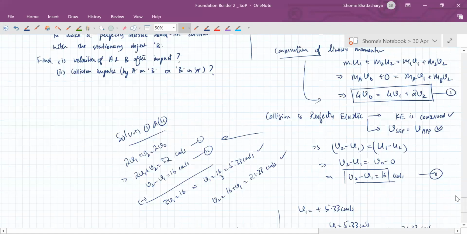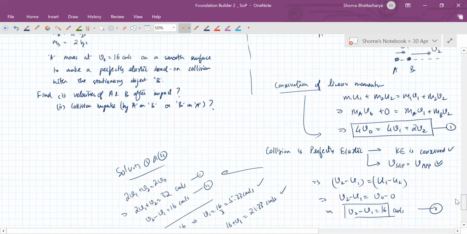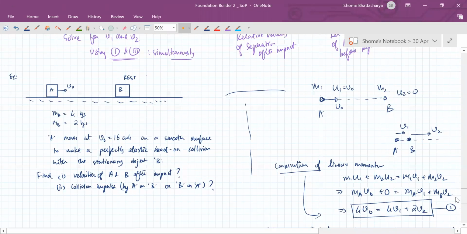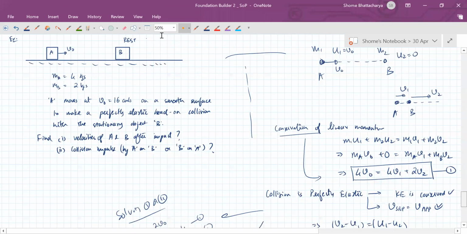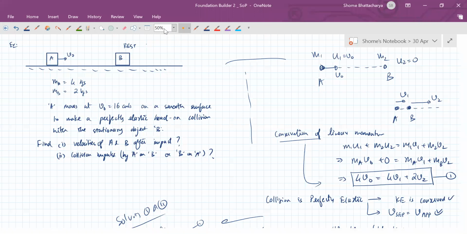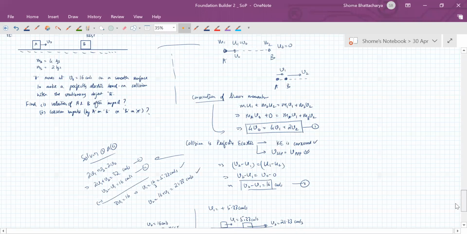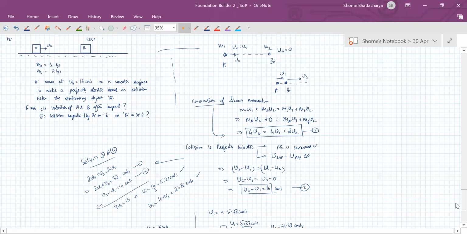So this is the general method of solving a problem like this numerically. Now, we use the predetermined concept that we have developed already about the head-on perfectly elastic collision, that the two equations we'll be using to solve numerically. One of them will be the conservation of linear momentum, and the other will be the fact that approach velocity equals the separation velocity during the impact, I mean, during the perfectly elastic impact.